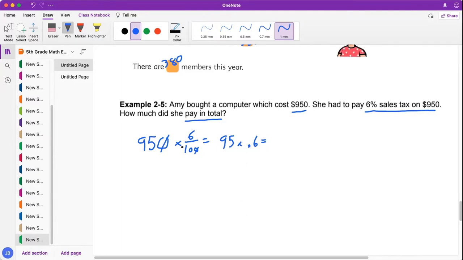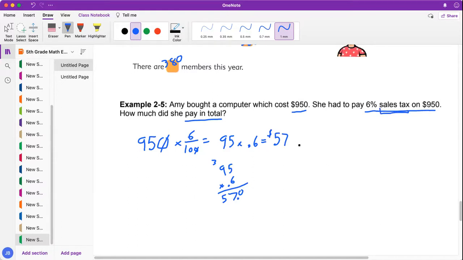Okay, and so now we can make it a little bit easier, right? Times 0.6. So we can do 0, add our 3, 54, 5, 6, 7. Then we can move it once. So we should get 57. Cool. All right. So $57 is the price of our sales tax.